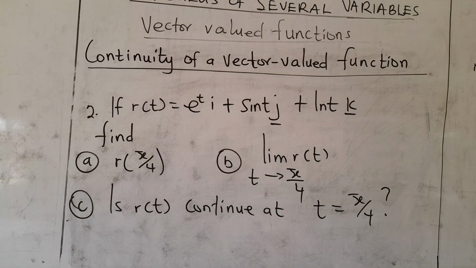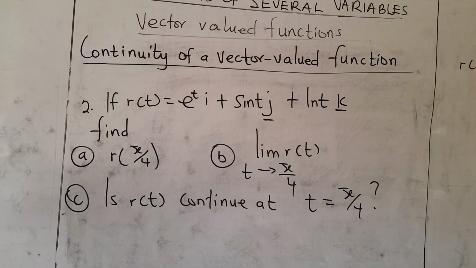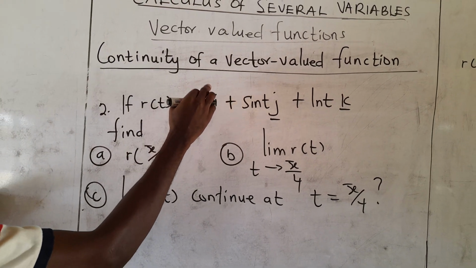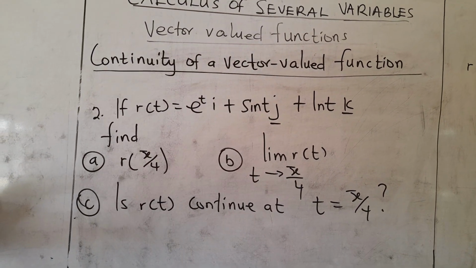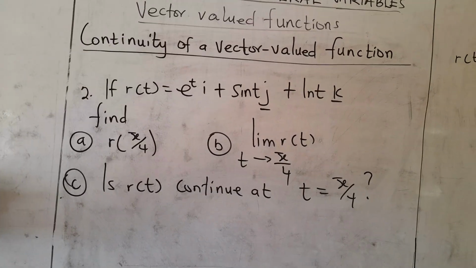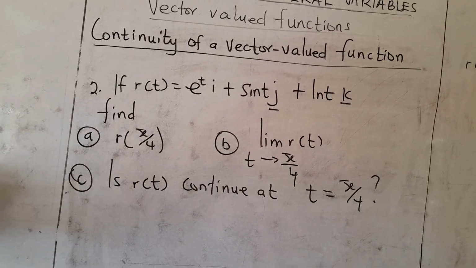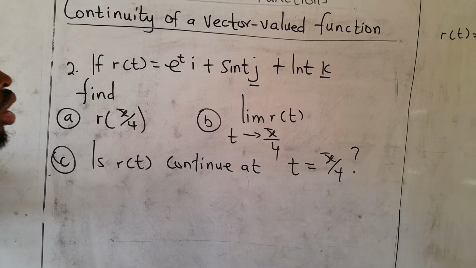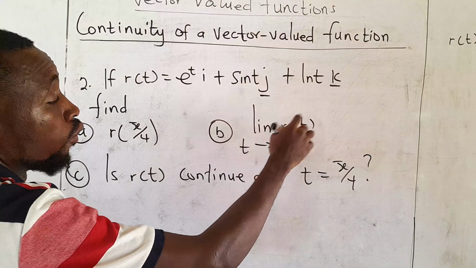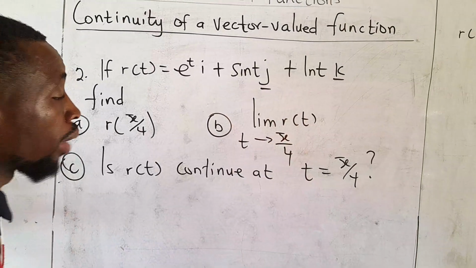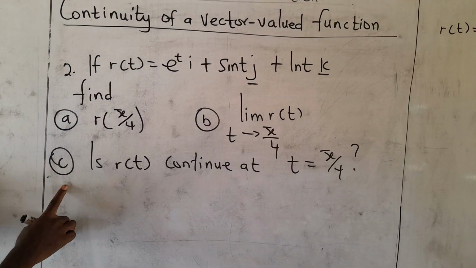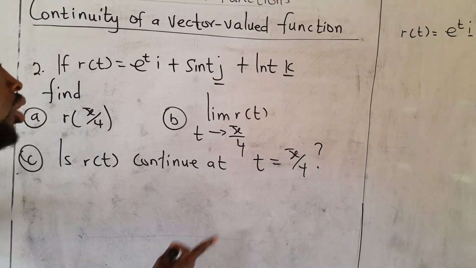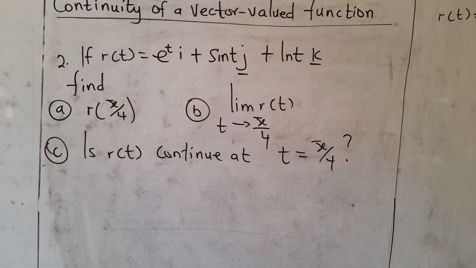So let's solve one more example on the continuity of a vector valued function. They say if r of t is equal to e^t i plus sine t in the direction of j plus ln t in the direction of k, we should find r of pi over 4, then the limit of r of t as t approaches pi over 4, then determine whether r of t is continuous at t equal to pi over 4. So that's the question. We need to solve that.